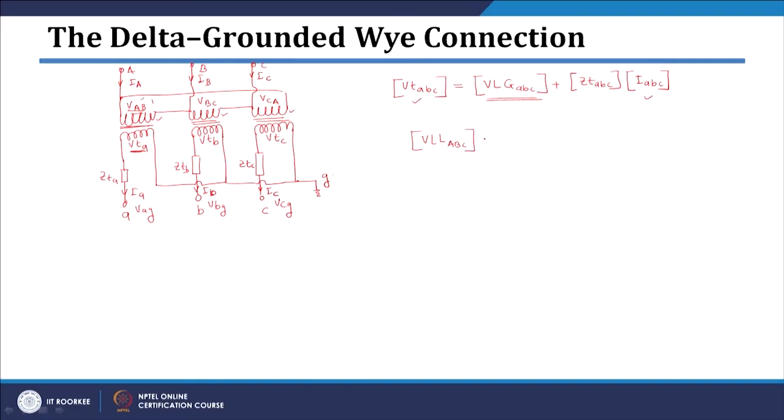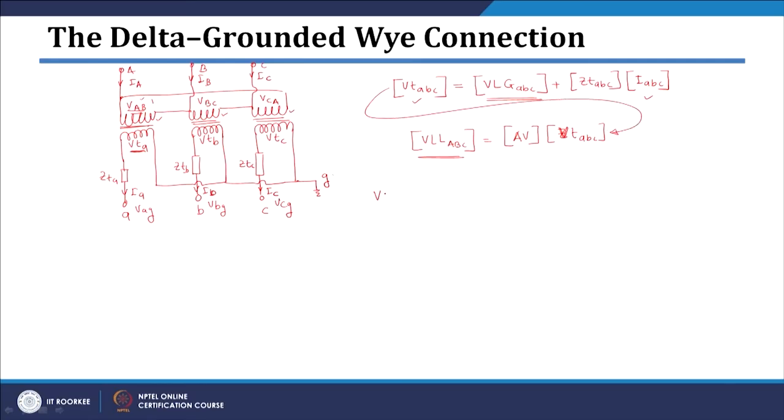side, they will be equal to the transformation ratio matrix, which you have seen, matrix AV, multiplied by your VTABC. So VTABC multiplied by your transformation ratio matrix will give me line to line voltages. Okay. Then what you can do, exactly similar to what we did in the earlier case, whatever this VTABC is, we can put it here.